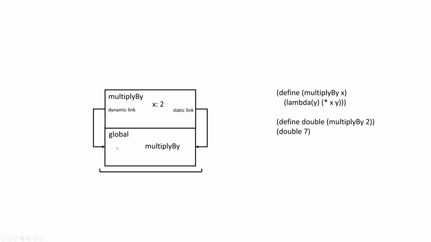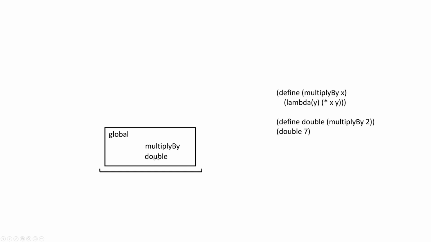So the dynamic link again is the reference to the calling procedure. Because we called multiply by from the global scope, the dynamic link points to the global scope. And the static link points to the enclosing scope. Because multiply by was defined in the global scope, that is also pointing to the global activation record. Okay. So we have this activation record for multiply by. It's got a dynamic and static link. It does its work, which in this case is executing this lambda, which returns a procedure object. And that returns back into the global scope where we define the name double to equal whatever that lambda is. So we come back in here and we now have a binding for double in the global scope.